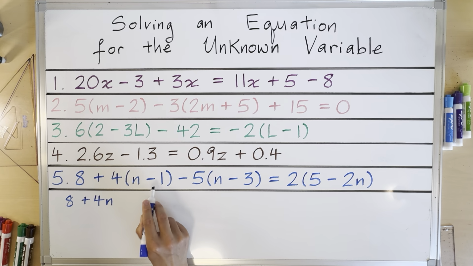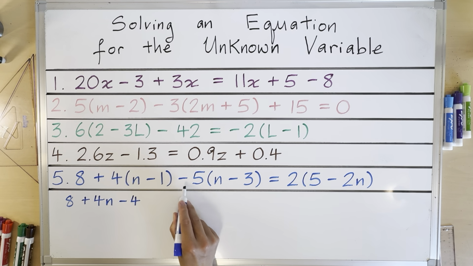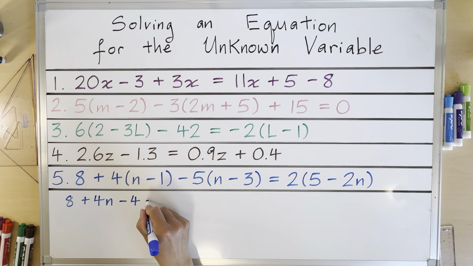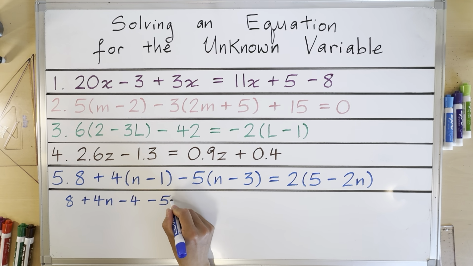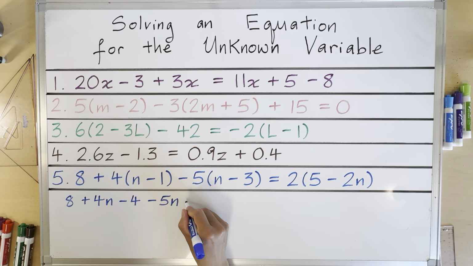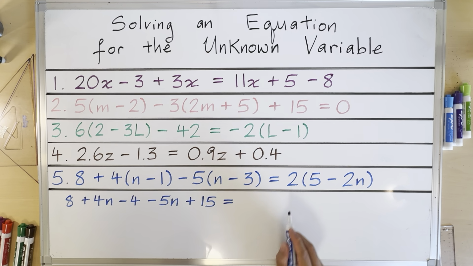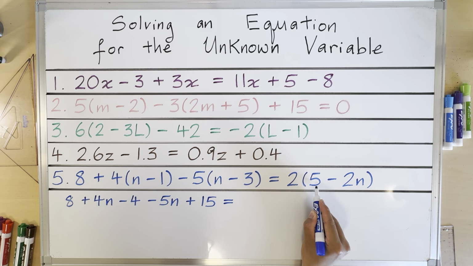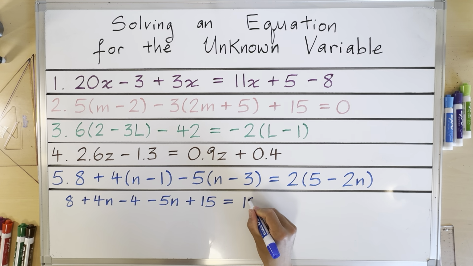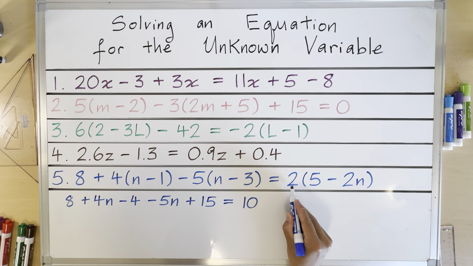Positive 4 times negative 1 gives us negative 4. Negative 5 times positive n gives us negative 5n. Negative 5 times negative 3 gives us positive 15. Is equal to positive 2 times positive 5 gives us positive 10. Positive 2 times negative 2n gives us negative 4n.